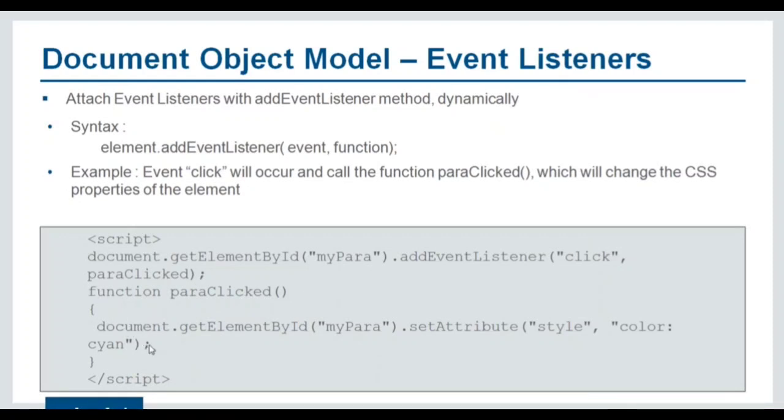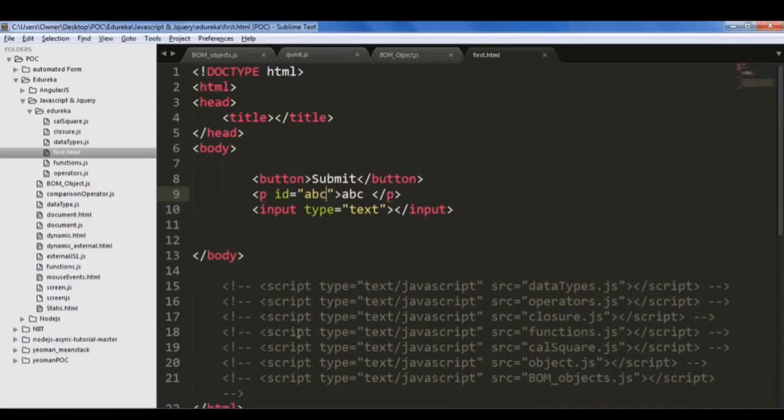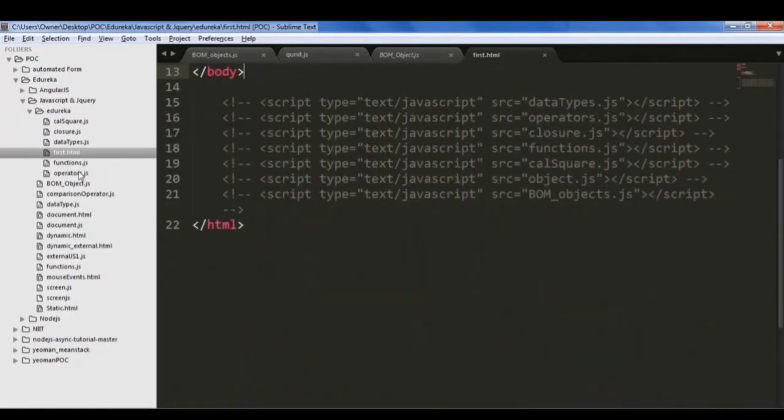In that function, what do I do? I change its styling. So I call that function, and only when this particular event occurs, this function will be executed. Let's try to add one event listener here to the code that we have. So we have here a paragraph. Let's add here an event listener.